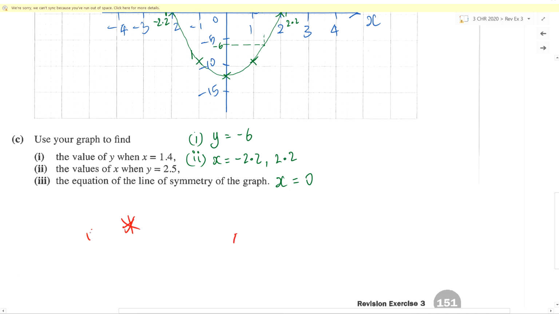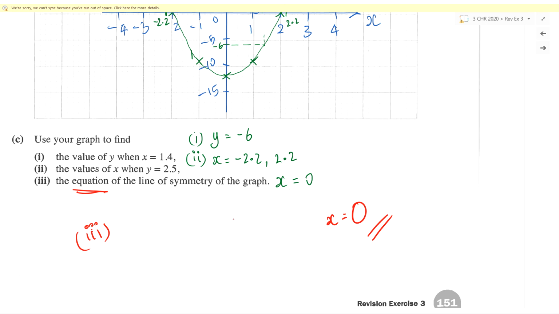Note, for part 3, do not leave the answer as 0. 0 is a number. It is not an equation. Look, they want an equation. An equation must have an equal sign. This 0 over here is a number, so you cannot just write equals 0. It must be something equal to 0. What is the something over here? X. Very good. So, part 3, x equals 0.